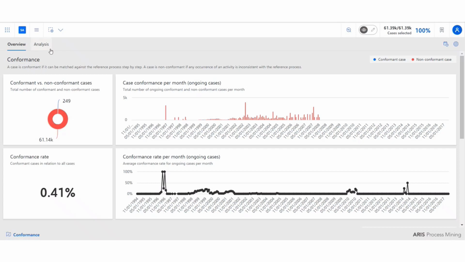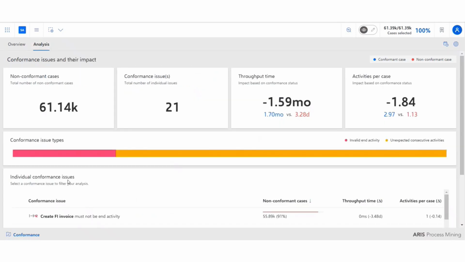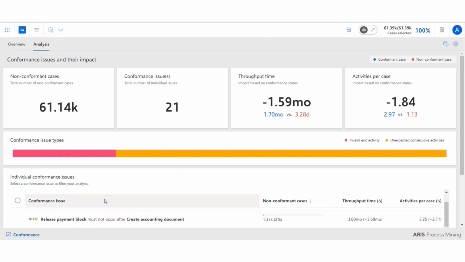If you want to dive in more detail, you find here the individual conformance issues. You will have different types of non-conformance. It could be that the case has an invalid end time, or there are differences with the consecutive activities.